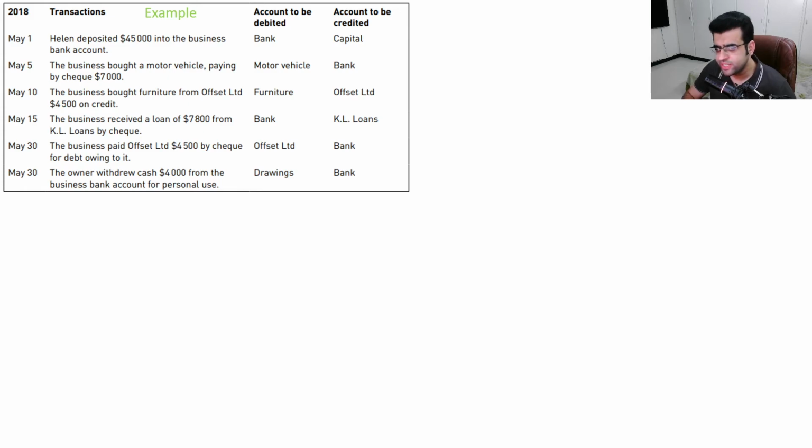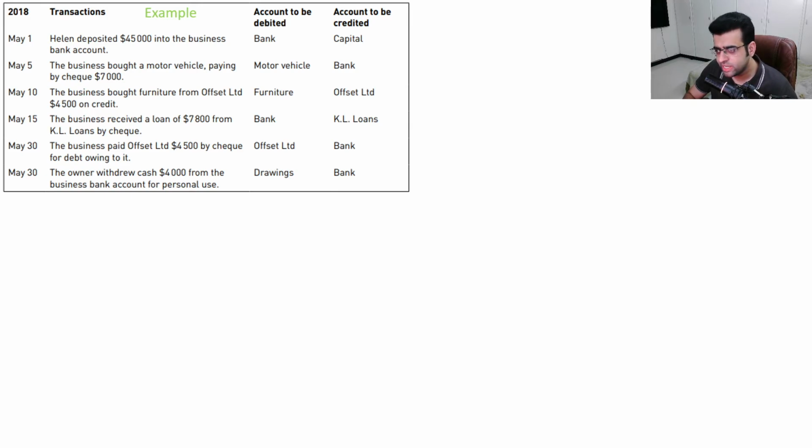So we have several transactions here. Helen deposited $45,000 into the business bank account. So bank is an asset. Asset is increasing. So asset will increase on the debit side. And against that asset, we are not bringing in a liability. It is owner's money that is being introduced in the business, which means that it is owner's equity.